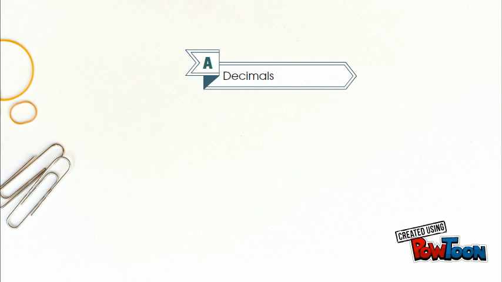Today we're going to learn about terminating decimals. So we recently learned about decimals. We define decimals as a point used to separate the whole number from the fractional part of a number. Here we are given the example 2.5. We know that 2 is the whole number and 0.5 is the fractional part of the number.